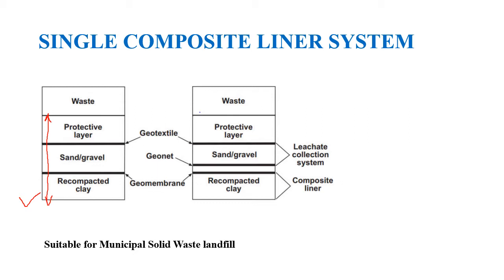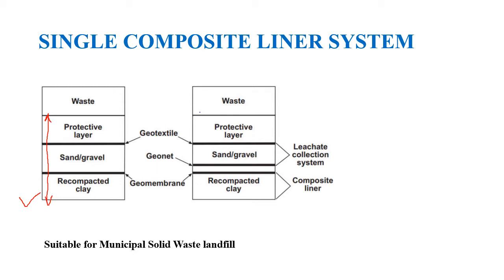Then below the protective layer, you have a geotextile layer, and then you have a sand or gravel layer. Geotextiles are of different types. They can be of woven or non-woven type. In woven type, you use polymeric materials and do the weaving process, like the usual weaving process. Whereas in non-woven, you put the fibers randomly and then make them join together by some means of bonding.